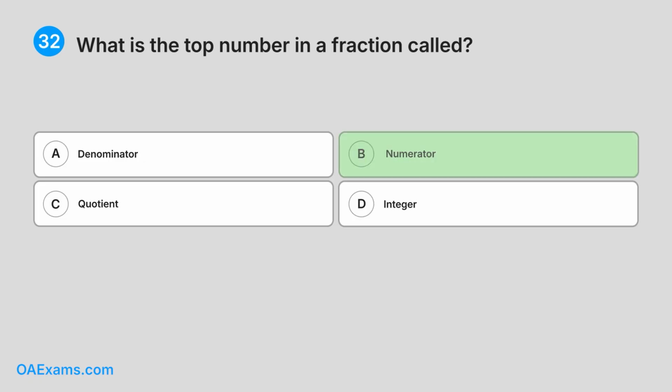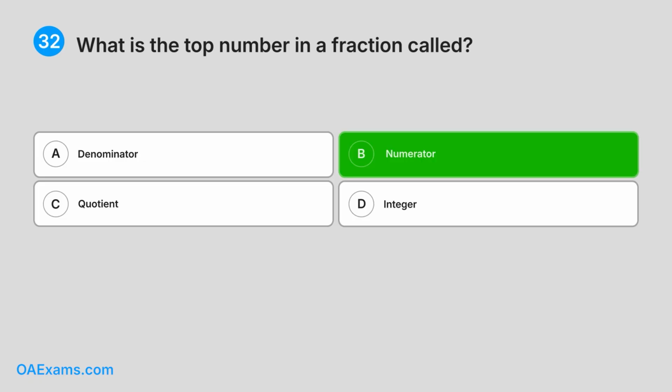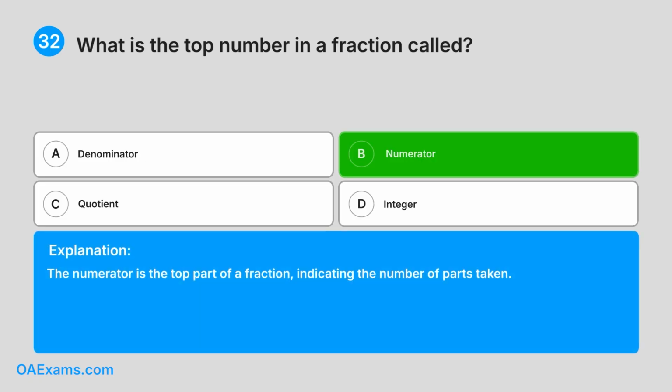Correct answer. B. Numerator. Explanation. The numerator is the top part of a fraction, indicating the number of parts taken.